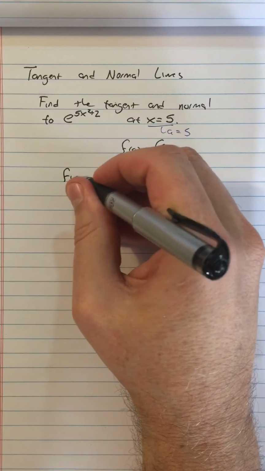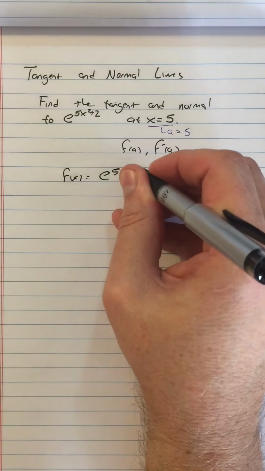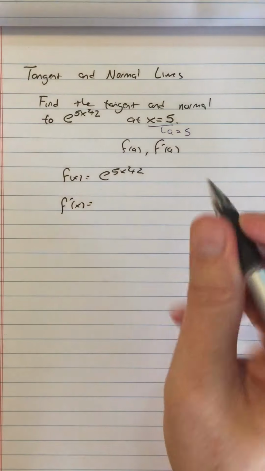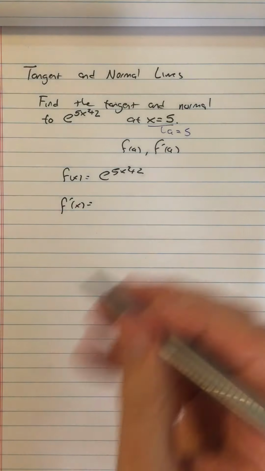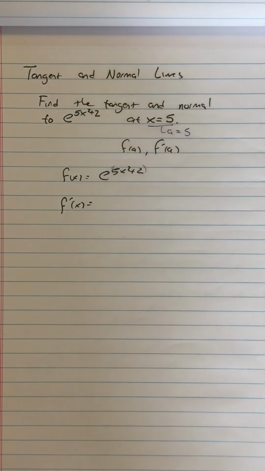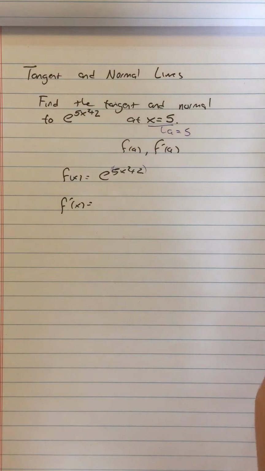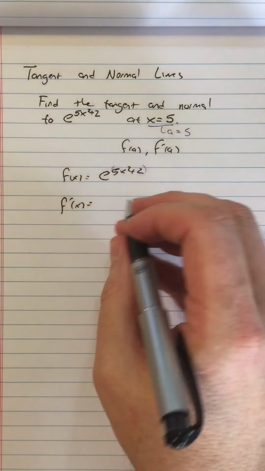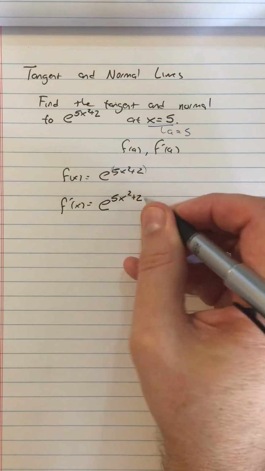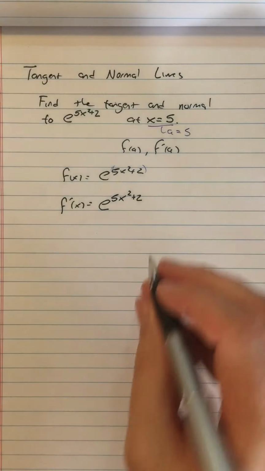So our f of x is equal to e to the 5x squared plus 2. Then f prime of x. Well, we have a function inside another function. This 5x squared plus 2 is really inside the e to the x function. So that means we have to do a chain rule. We're going to do the derivative of the outside function. The derivative of e to the x is e to the x, so that e to the 5x squared plus 2 is going to stay e to the 5x squared plus 2.